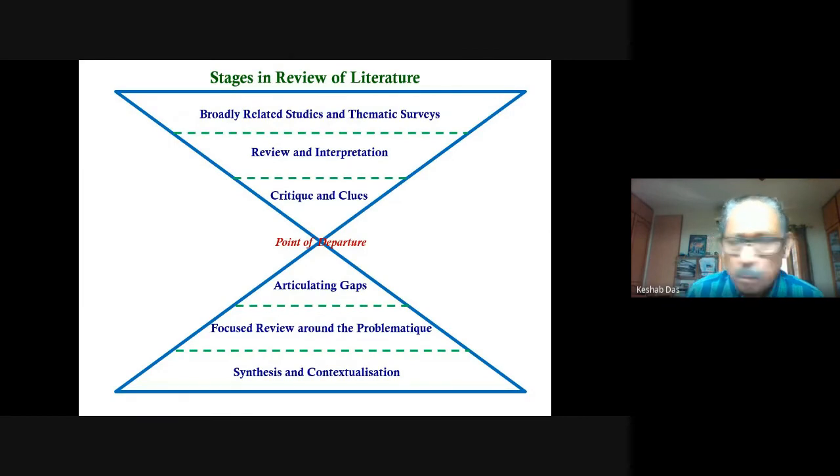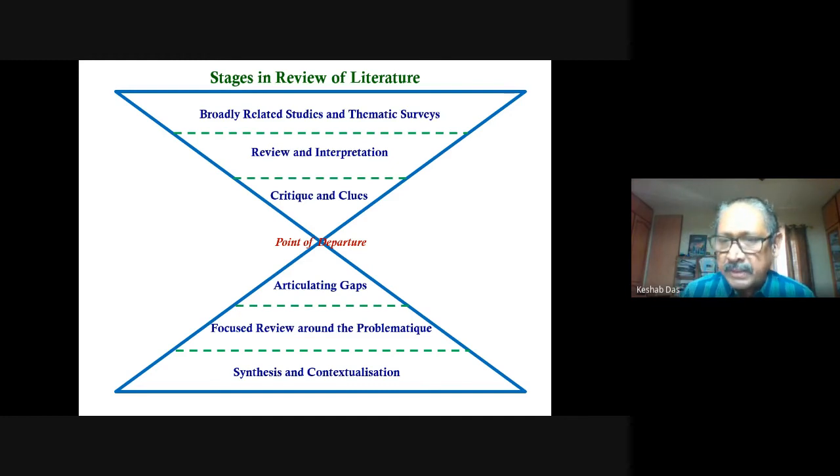So this is almost bringing us towards the end. This is a kind of different stages of literature survey. As I said very quickly, in all that you study, have an open mind, read all kinds of literature, formal, informal, gray, whatever. But then you review them, interpret them, make small notes, make critiques, you agree, you disagree, get clues from that, and that brings you to where you need to start your own work, which we call the point of departure.